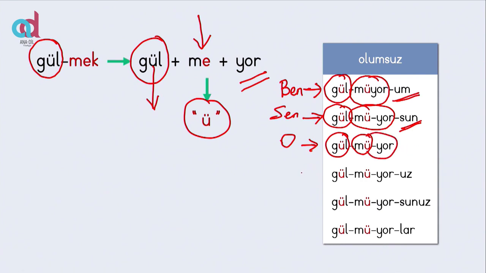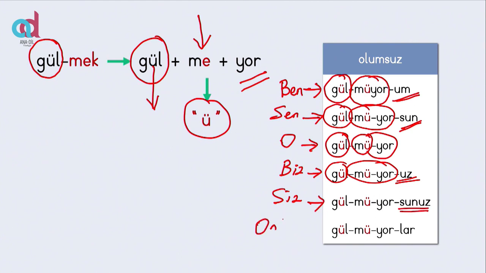You already know that. Biz gülmüyoruz. Siz, this is the plural for you, gülmüyorsunuz. Onlar gülmüyorlar.